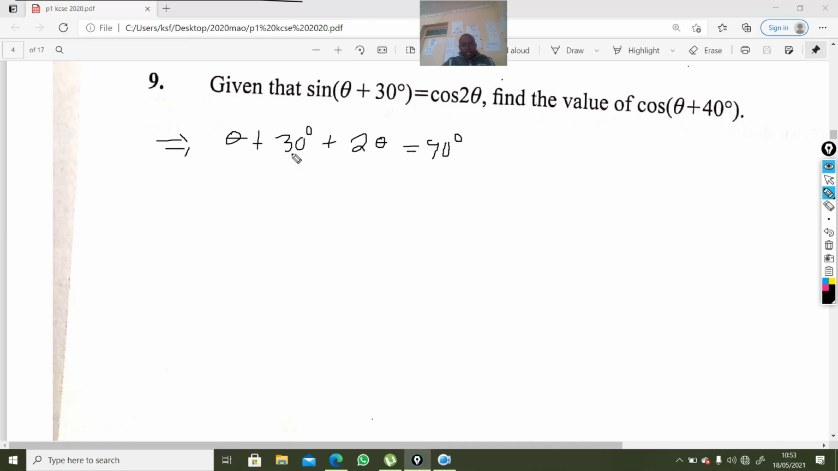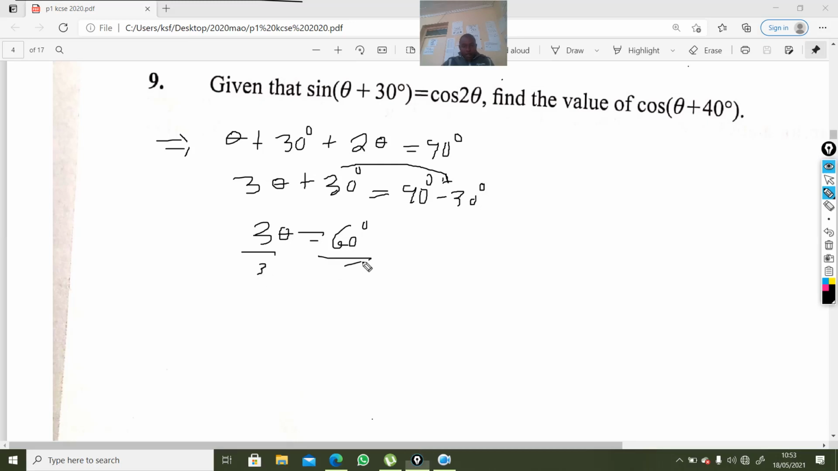Collecting like terms together, theta plus 2 theta is 3 theta, plus 30 degrees equals 90 degrees. You take the 30 to the other side, so it remains 3 theta equals 90 minus 30, which is 60 degrees. If you take it to the other side, like I've said, it will be subtracted, that is minus 30 degrees, which gives you 60. You divide by 3, so that means my theta will be equal to 20 degrees.